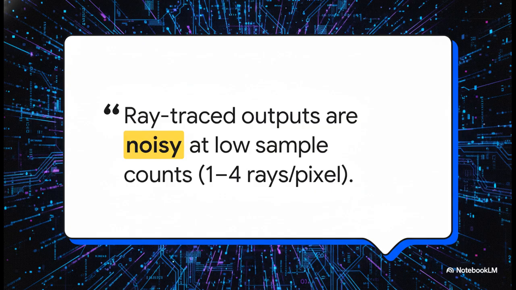But, of course, there's a catch. Tracing hundreds of rays for every pixel would give you a perfect image, but it would take forever to render. To stay in real time, the engine only traces maybe 1 to 4 rays per pixel. And while that's fast, it creates a noisy, speckled image that, well, needs a serious cleanup.